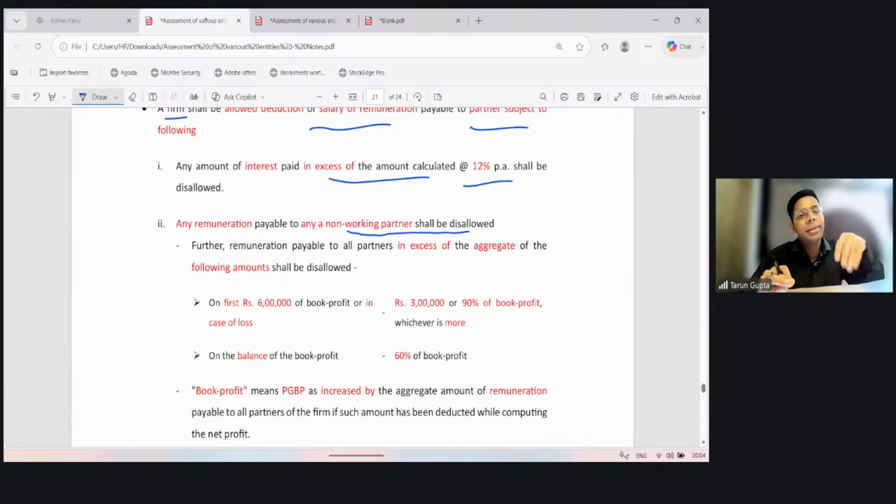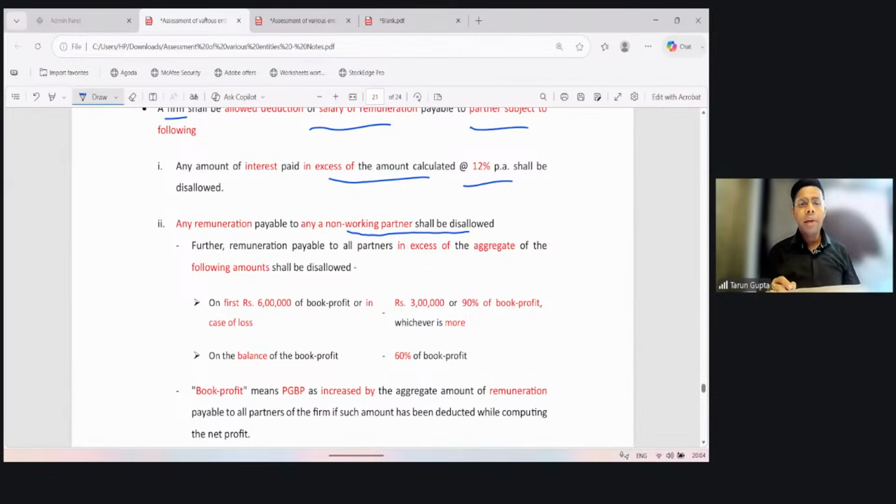It nowhere says that the working partner should work full time. So even if a person is a partner in two firms, he can be a working partner in both the firms. Then it's not necessary that the person should be engaged in all the business. He may take care of the purchase, he may take care of one side of the operation or the other side of the operation. It's not necessary that he should be taking care of everything, the purchase, sales, finance, HR, everything. No. He should be actively engaged.